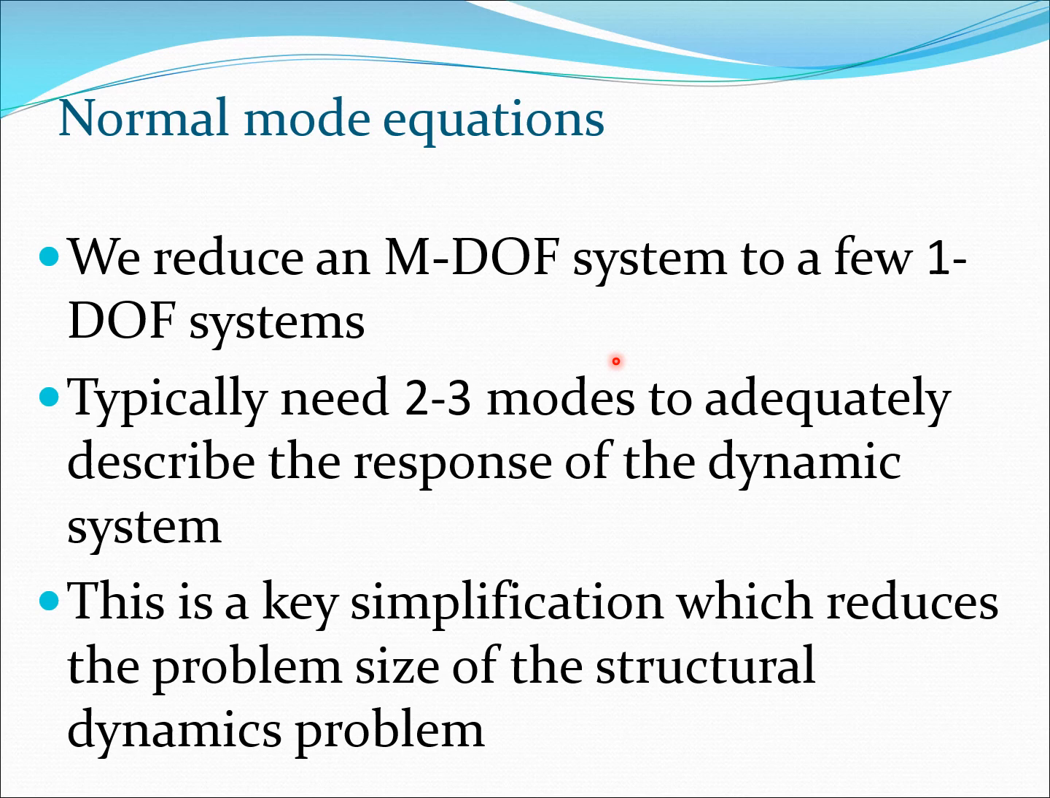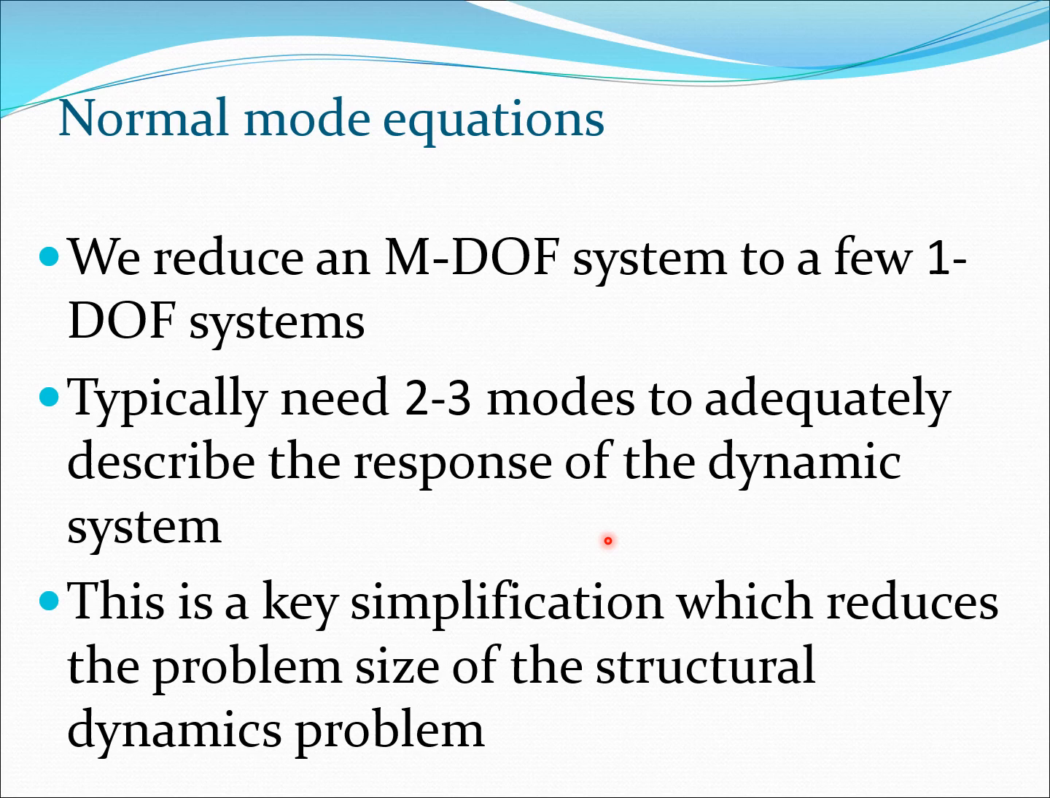So the fundamental advantage in terms of practicality is that we typically need only the first few modes to properly capture the dynamics of a system, or properly describe the response of a dynamic system. So if we have a system which has 10 degrees of freedom, maybe 2 to 3 modes are sufficient. And you need to do some kind of convergence study here: you first do a 2 mode solution, then a 3 mode solution, then a 4 mode solution.